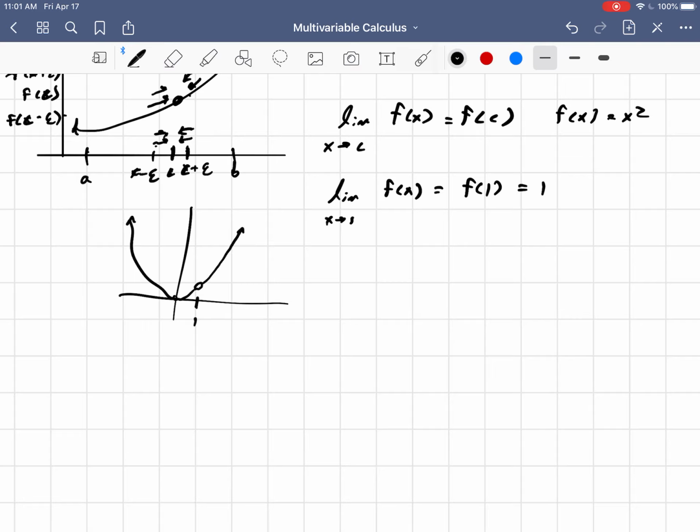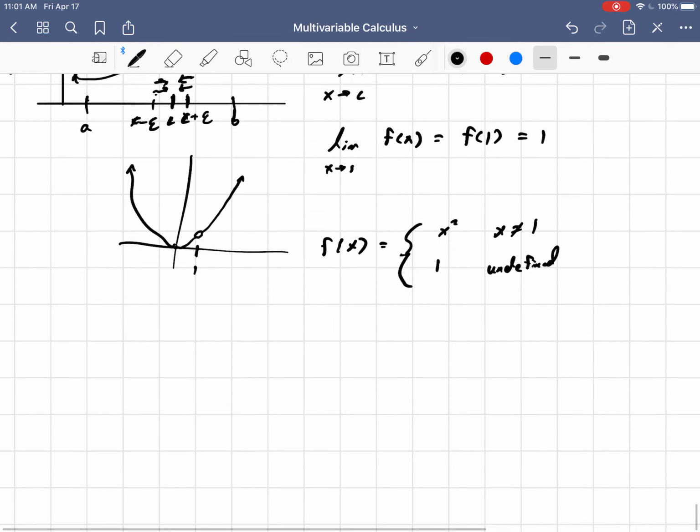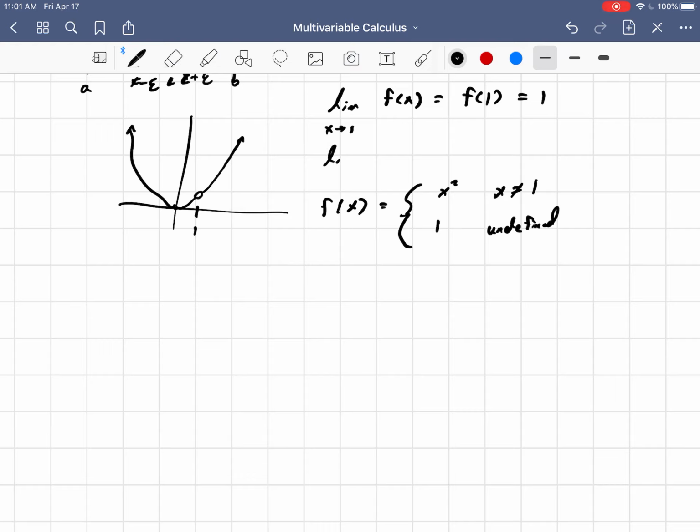Now, the interesting thing to note that I kind of alluded to before is, let's say we had a piecewise function, f of x, being equal to two different things here. So it's equal to x squared for x not equal to 1. So it's a parabola basically for every x value except for 1. But at 1, it's undefined. There's no value that you can plug in at x equals 1. But everywhere else, it's the parabola x squared.